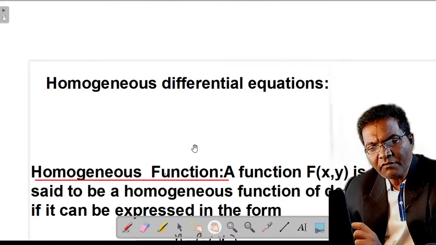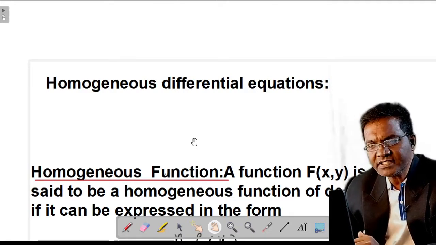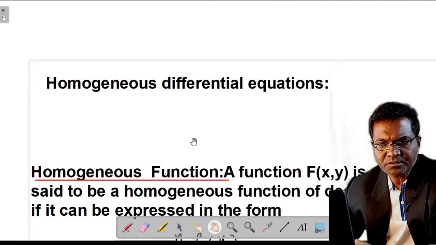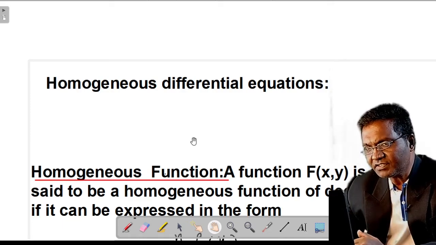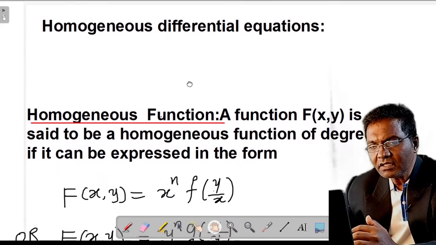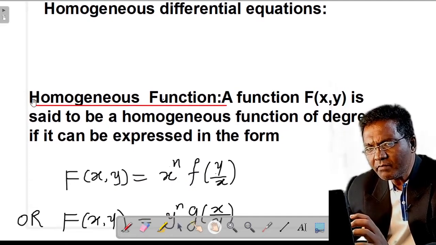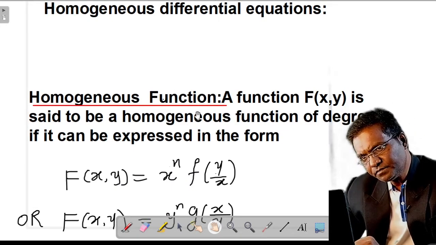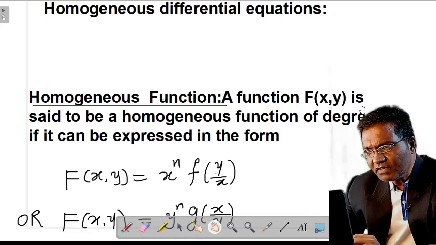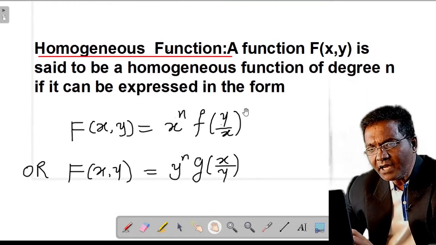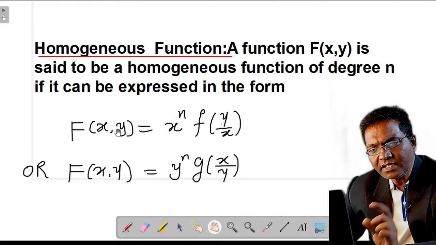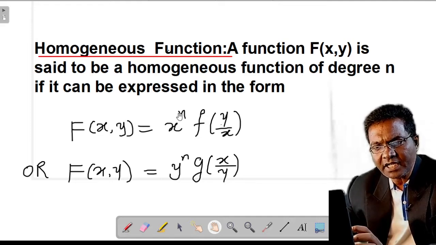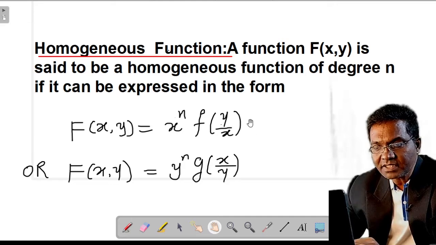In this session, we will be dealing with homogeneous differential equations. So what kind of equations are called homogeneous differential equations? Before moving on to that, you must know what you mean by a homogeneous function. Here, a function f of xy is said to be a homogeneous function of degree n if it can be expressed in the form. Okay, so any function of xy is said to be a homogeneous function of degree n if it can be expressed in this form.